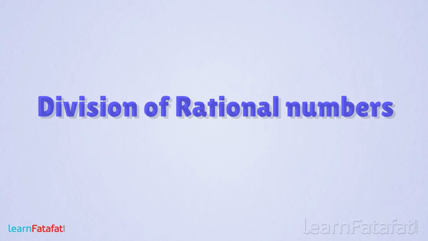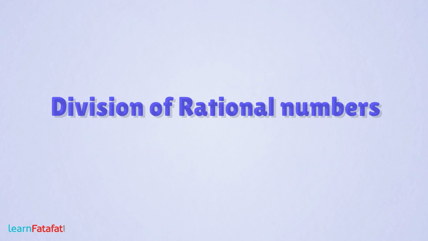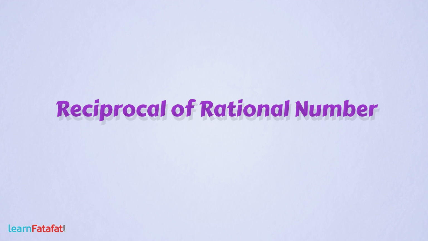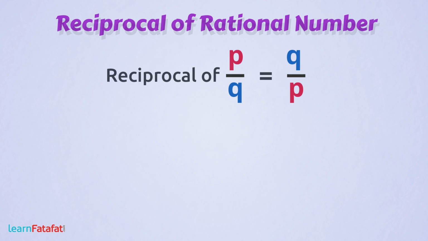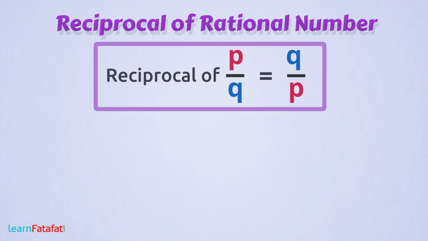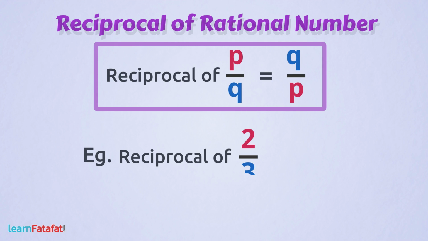Now let's learn division of rational numbers. For that, we must know the reciprocal of a rational number. For a given rational number p by q, if we exchange the numerator and denominator, then we get its reciprocal fraction q by p. For example, the reciprocal of 2 by 3 is 3 by 2 and the reciprocal of 3 by 2 is 2 by 3. Similarly, the reciprocal of 6 by 7 is 7 by 6 and the reciprocal of 7 by 6 is 6 by 7.